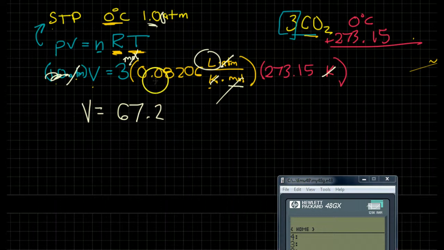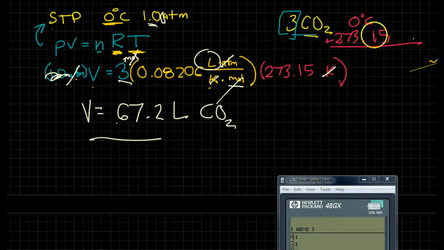So 3 moles of carbon dioxide is going to come out to 67.2 liters of CO2 in the reaction from the previous couple of videos. And that's it. That's getting the volume from just the molecular mass.